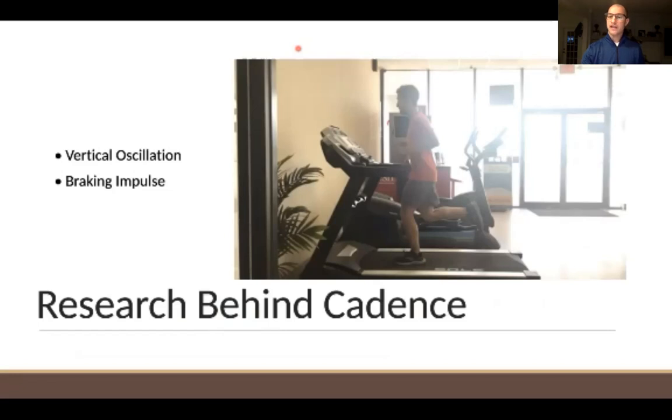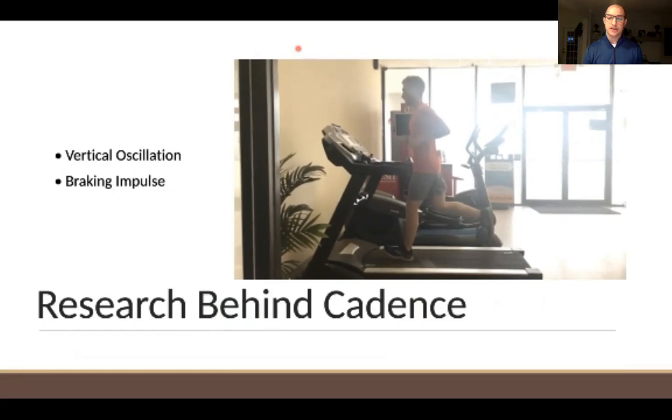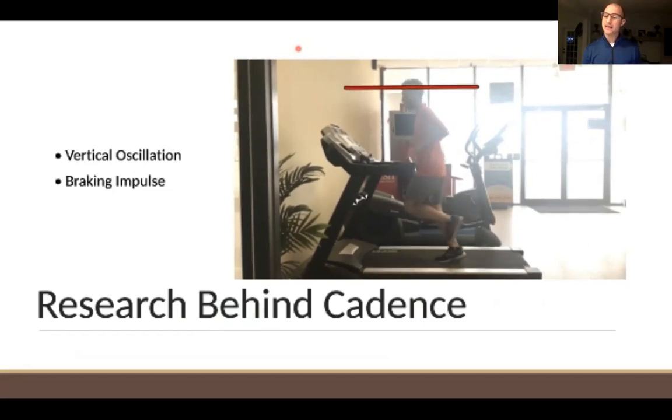Now, next one here, looking at vertical oscillation or vertical displacement. You can look at this runner here and just watch him as he runs, very bouncy, right? If I draw a line straight through the top of his head, and then we look at him at his lowest point versus his highest point, look how much he's translating up vertically, right?